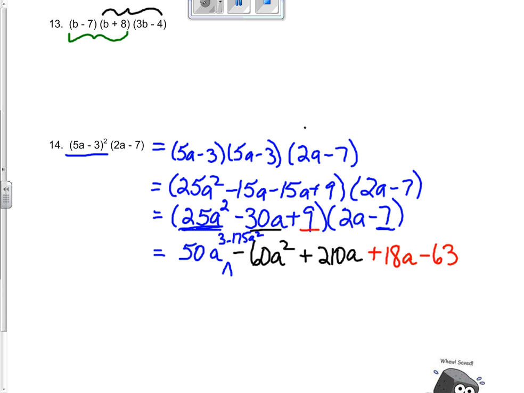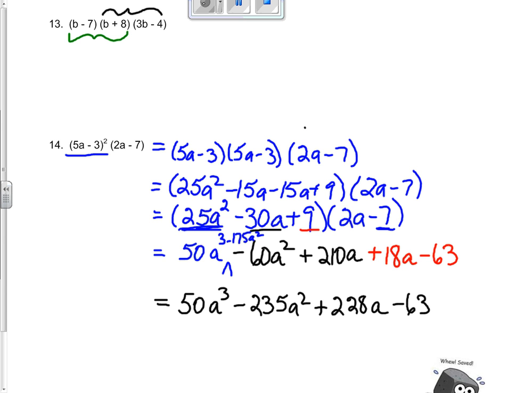All right, now we're going to collect like terms and simplify. I have a cubes, a squareds, a's, and numbers. A cubes, I've only got one pile, 50a cubed. A squared, I have minus 175 of them and minus 60 of them. Minus 235 a squared. My a's, I have 210 and 18, and minus 63. 1, 2, 3, 4 terms.